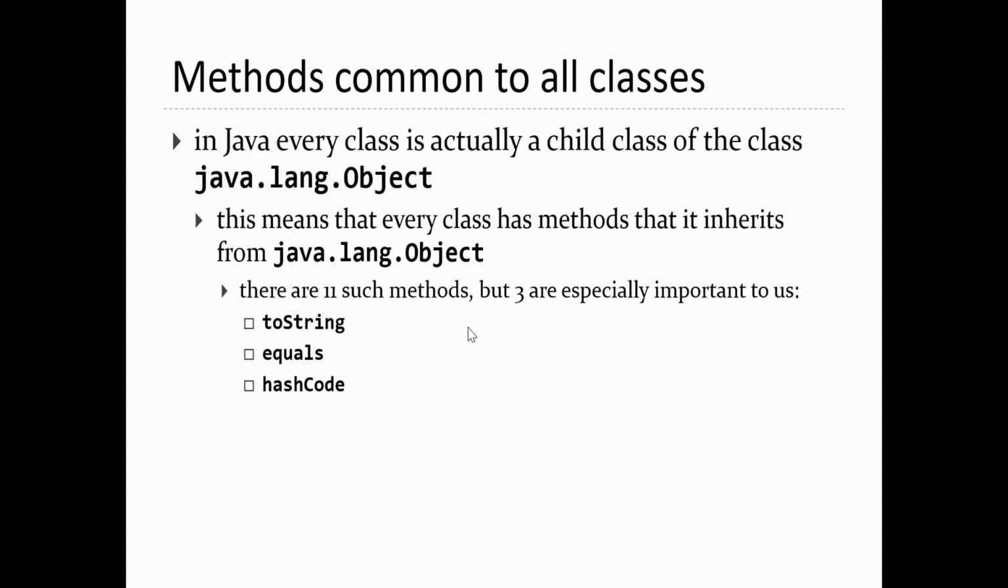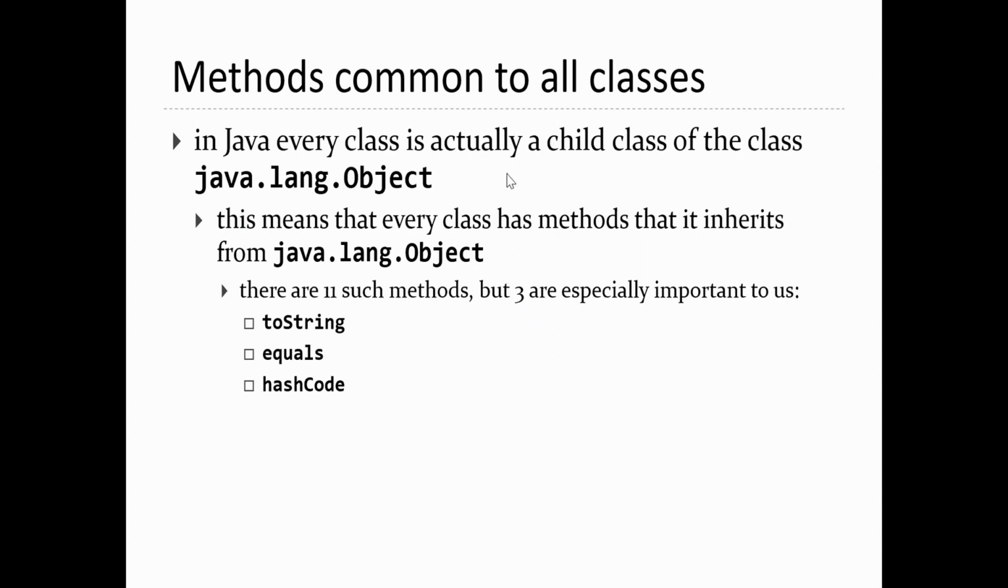Okay, there are methods that are common to all classes, even the ones that you create. In Java, every class is actually what's called a child class of this thing called Object, big O Object, which is defined in the package java.lang. Don't worry about what this term child class means. We're going to talk about that in week 7 or 8 of the course.